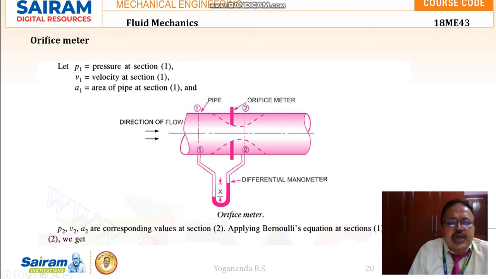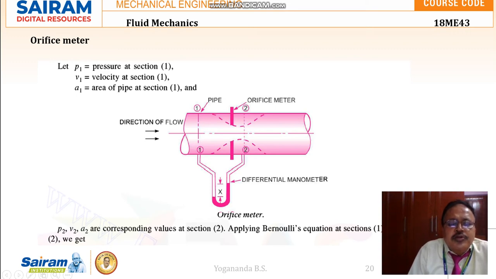So if you see the sketch of the Orifice meter, now I can say P1 is the pressure at section 1, V1 is velocity at section 1, small a1 that is area of the pipe at section 1. So we have P2, V2 and A2 are corresponding values at section 2. So there is sudden decrease in the diameter of the flow.